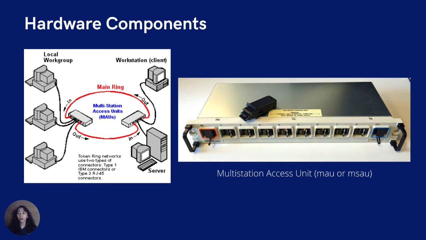When discussing hardware components of the token ring architecture, IBM equipment is most often used. In a token ring network, a hub can be referred to as a multi-station access unit, or MAU or MSAU, or a smart multi-station access unit, or SMAU. IBM's implementation of the token ring is the most popular adaptation of the IEEE 802.5 standard.